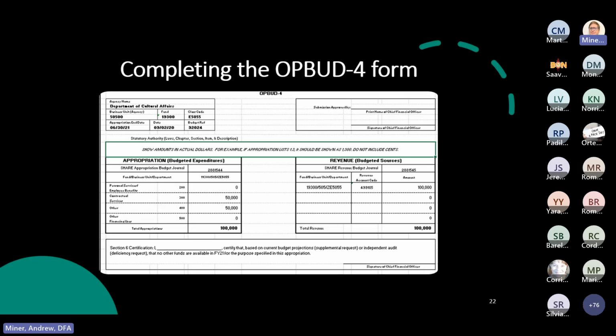We'll often see every agency sign this no matter what type of appropriation it is. They just think they have to sign it. No, you don't. The CFO signs the top left up there where it says submission approved by. So make sure you sign that one for every Op Bud 4. Only sign the bottom part if it's Section 6.